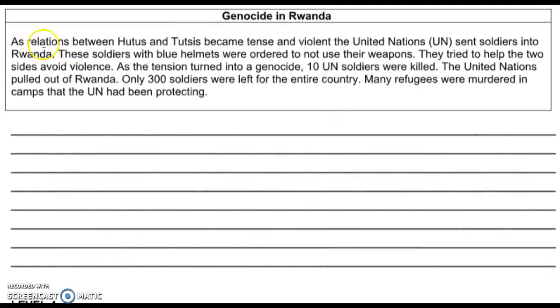Genocide in Rwanda. As relations between Hutus and Tutsis became tense and violent, the United Nations, UN, sent soldiers into Rwanda. These soldiers with blue helmets were ordered to not use their weapons. They tried to help the two sides avoid violence. As the tensions turned into a genocide, 10 UN soldiers were killed. The United Nations pulled out of Rwanda. Only 300 soldiers were left for the entire country. Many refugees were murdered in camps that the UN had been protecting.